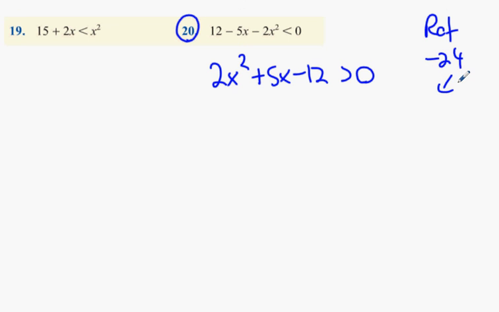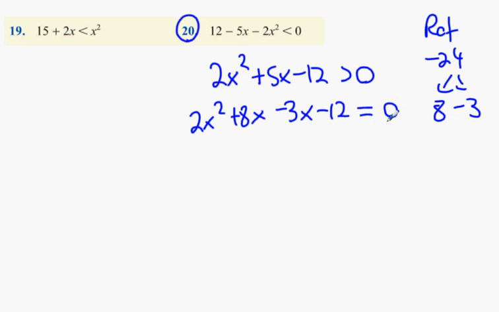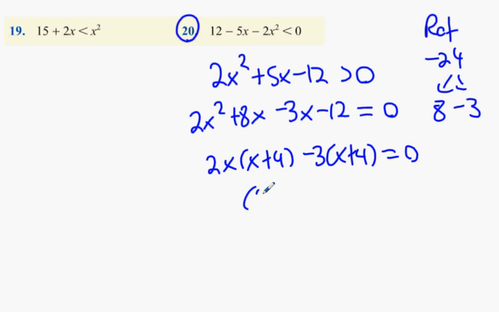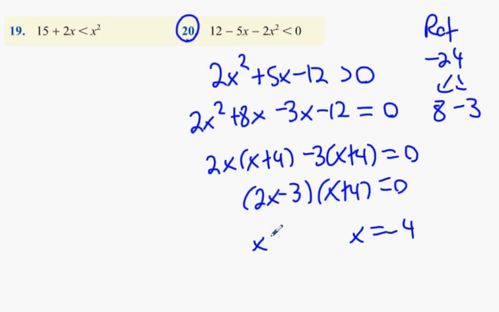Reference number? Minus 24, which is 8 and minus 3. So 2x squared plus 8x minus 3x minus 12. It's now equal to 0. And then we get 2x into x plus 4 minus 3 bracket x plus 4 equals 0. 2x minus 3 bracket x plus 4 equals 0. X equals minus 4, or x will equal 3 over 2. Everybody cool with that? Now, I'm gonna work with the U-shaped graph, the one that we'd prefer.